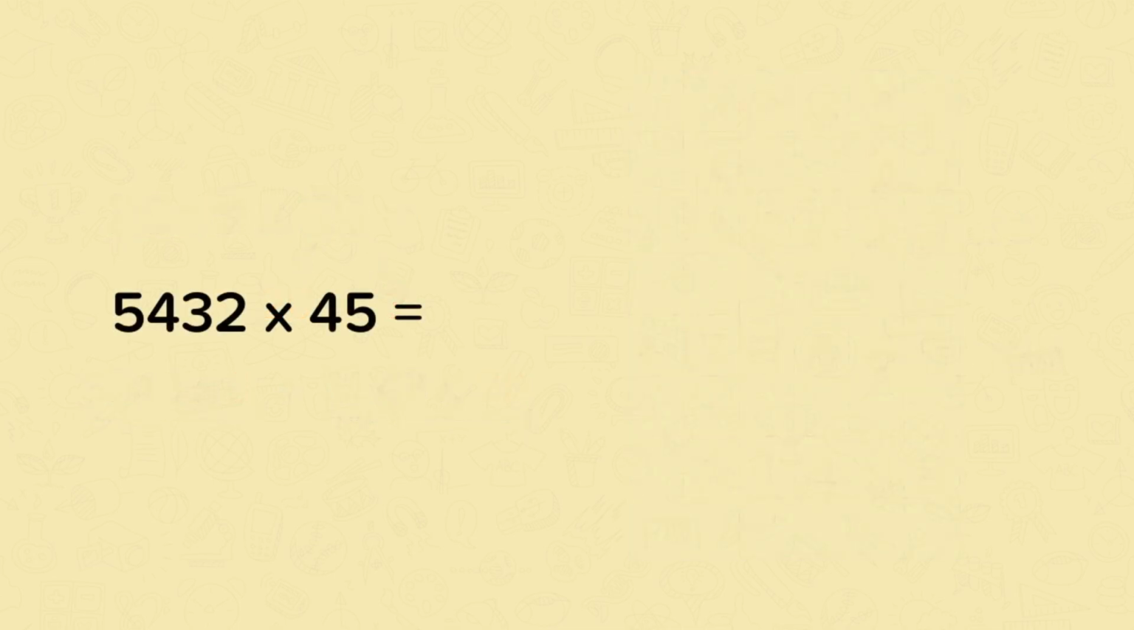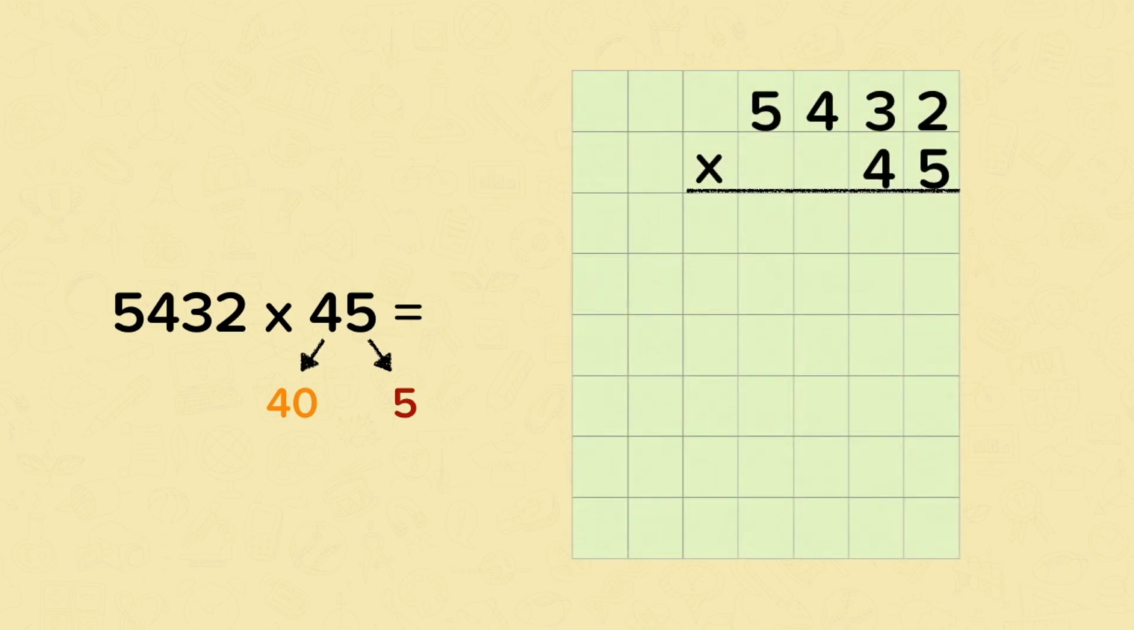Now let's have a go at this calculation. 5,432 times 45. We partition the 45 into 40 and 5. We start by multiplying by the ones, so we're going to multiply 5,432 first by 5. So starting at the ones, 2 times 5 is 10. Onto the tens, 3 times 5 is 15. Add the extra 1 we've exchanged over from the ones. Onto the hundreds, 4 times 5 is 20. Add the extra 1 which was exchanged over from the hundreds, that's 21. And then 5 times 5 is 25. Add those extra 2, that's 27.